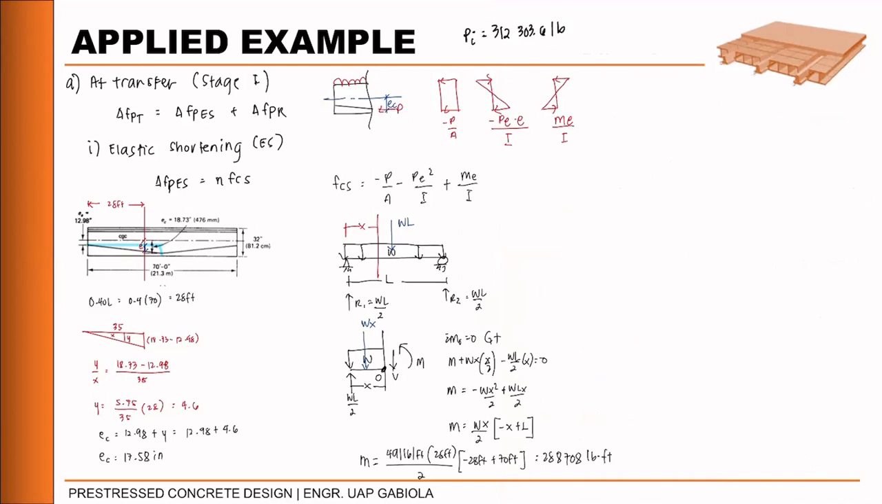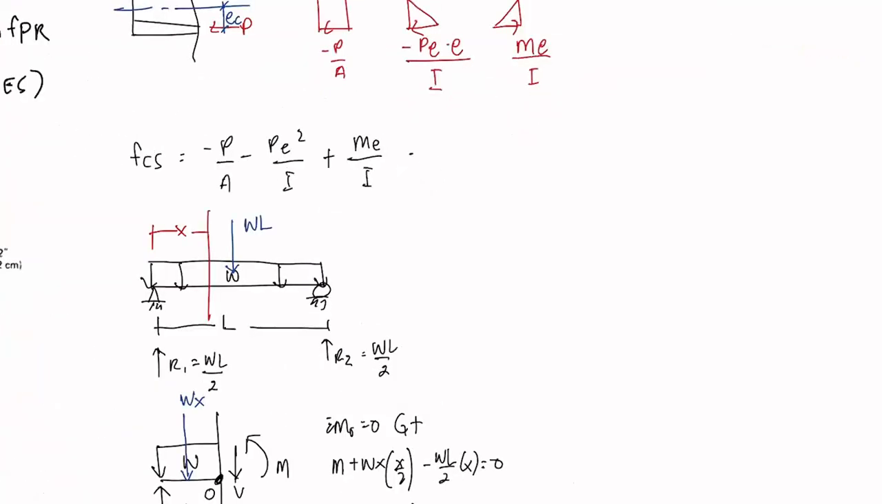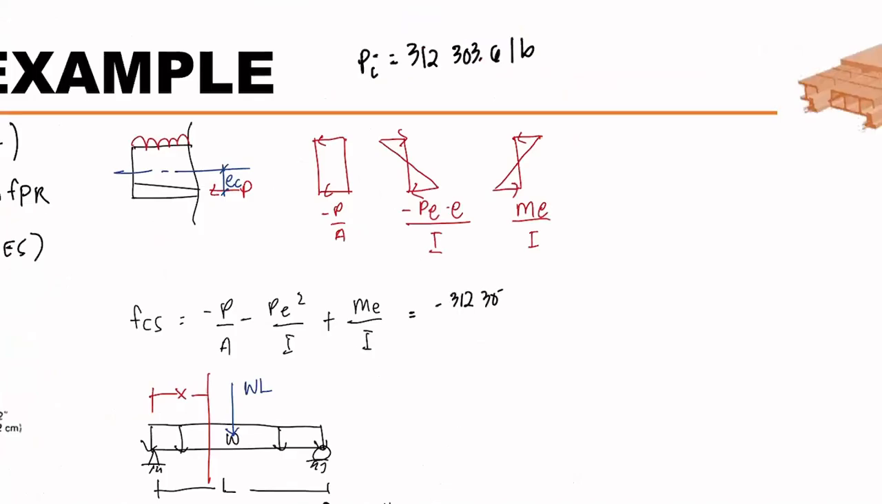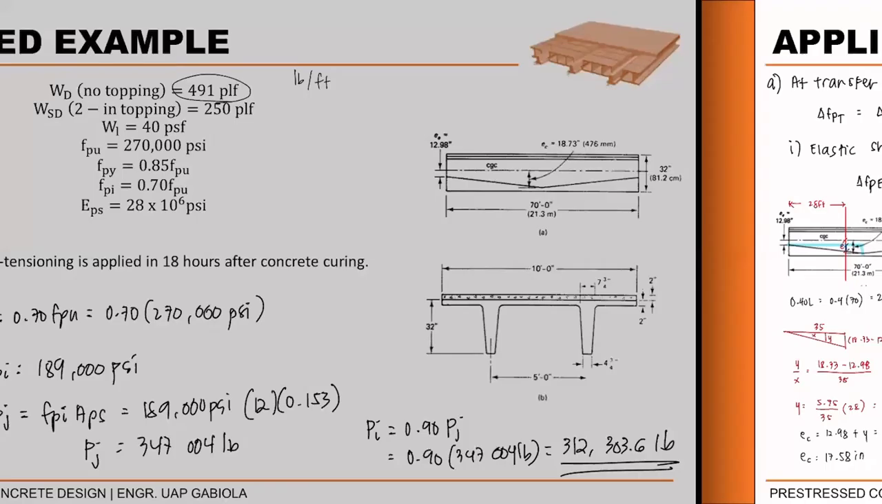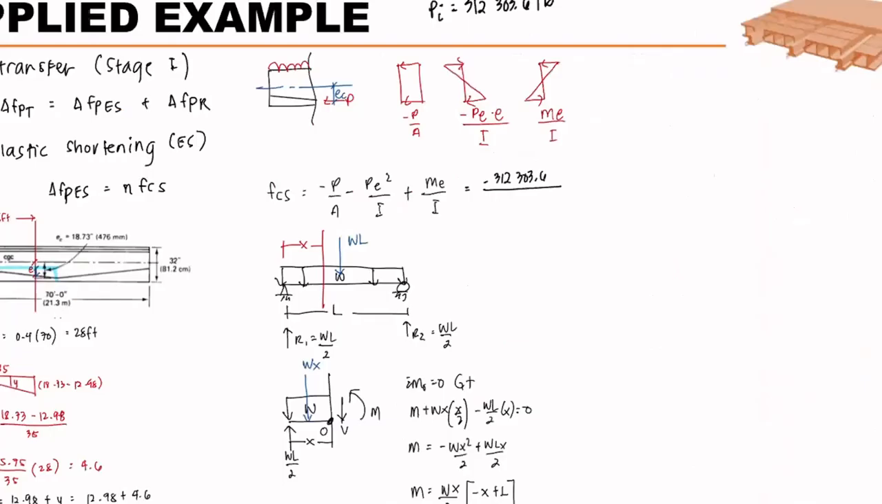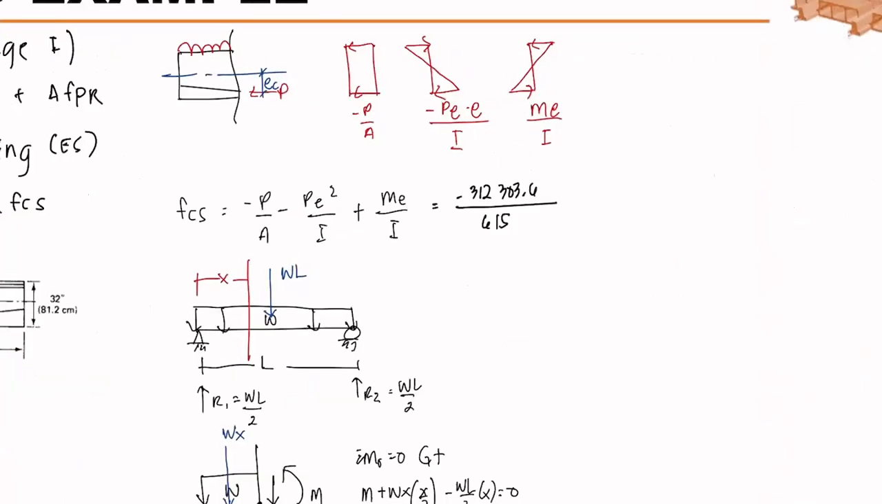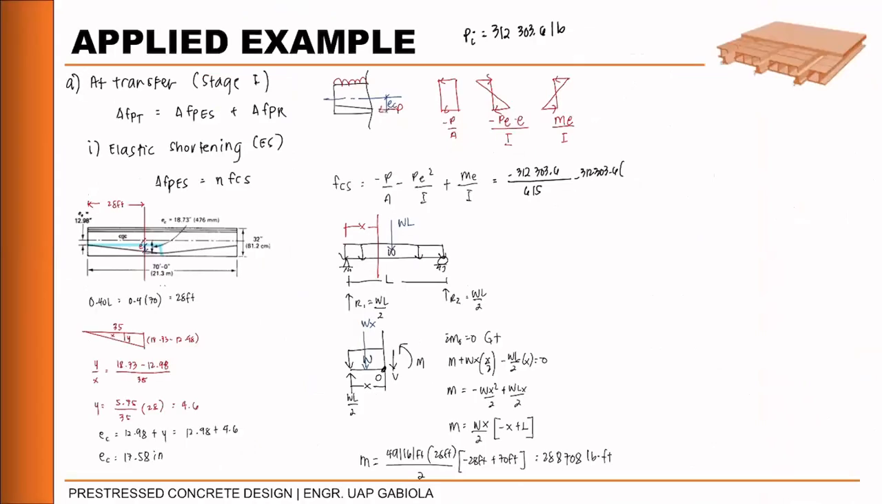So dito, equate ko na lang dito. So equals negative 312,303.6 over yung area natin is given as 615, area ng concrete. Okay? So, area ng concrete. So 615 minus 312,303.6 times yung E natin, na-calculate natin ang E natin na ito.